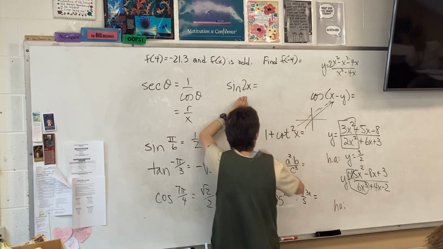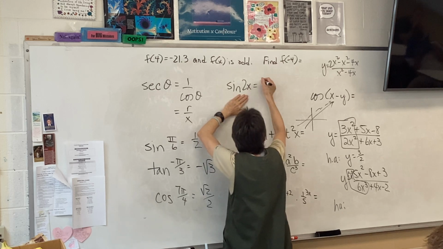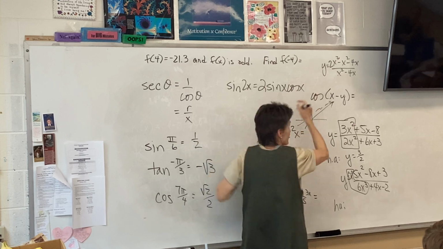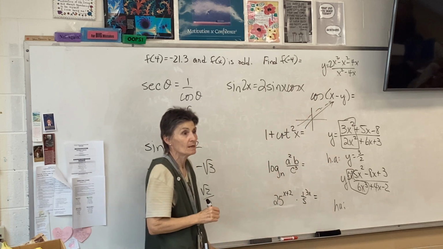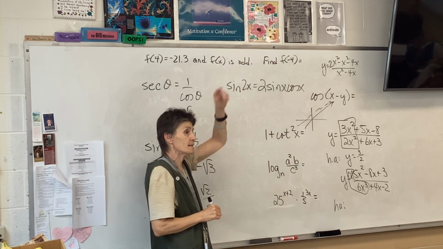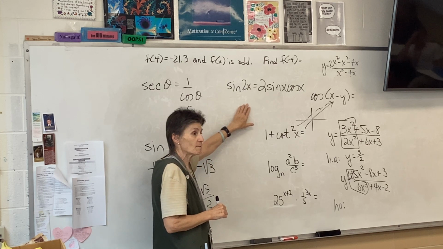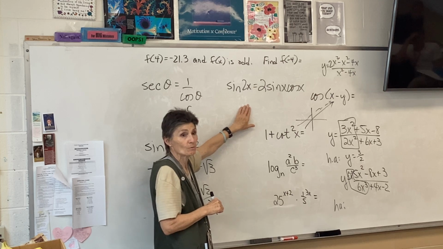Alright, what's the sine of 2x? Was that sine squared? No, 2 sine cosine or cosine sine. The order doesn't matter, you're multiplying. There's only one identity for sine 2x, and that's it. Alright, you guys don't need to be scribbling all this down. It's on your need to know sheet.